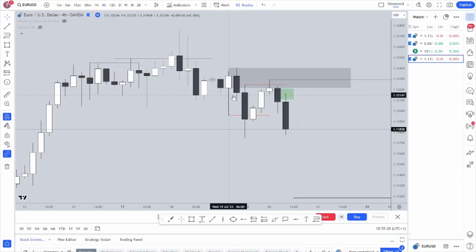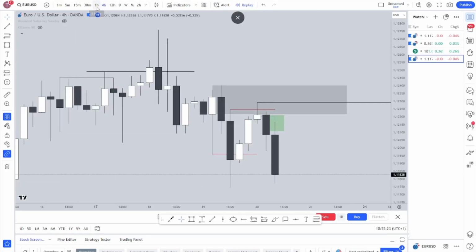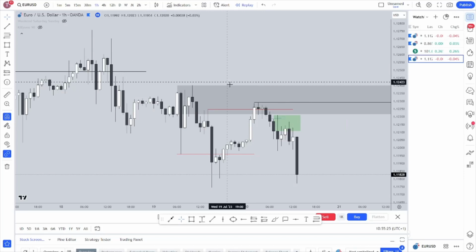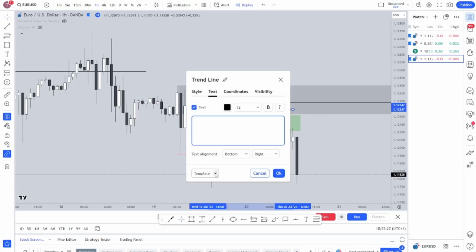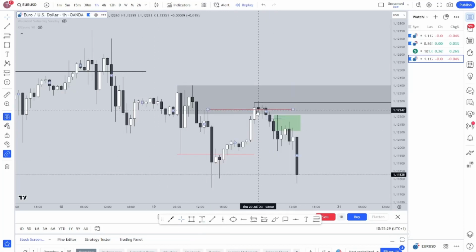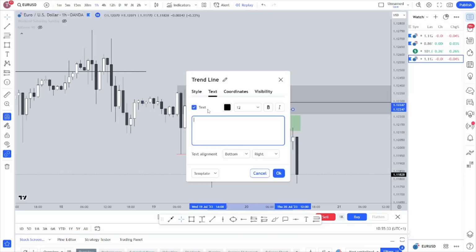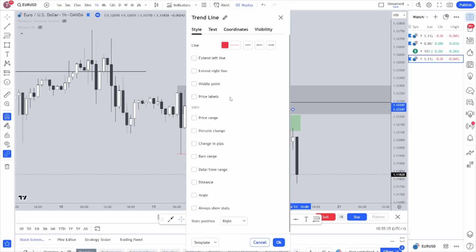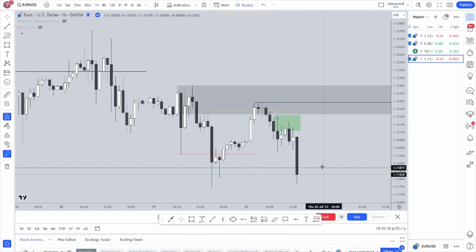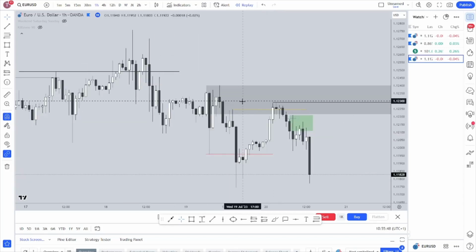Okay, now going on to the H1, one of the most important things I was looking for as well when I came here in London session was that we had tapped into this high here. Let me make it a different color so it's clear to see. We had tapped into this high here, and as you can see, we didn't really displace above it. One thing I've really been trying to implement and pay more attention to is displacement. As you can see, we didn't displace above this high.